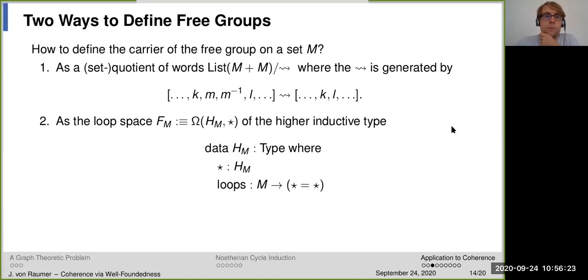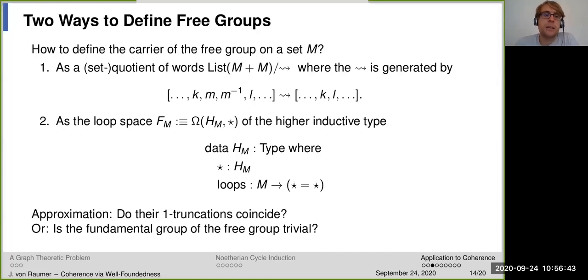And so one important question on this is how do we reconcile those two definitions? Can we prove that they're equivalent or not? This is actually still an open problem, or it's even an open problem whether it's provable that they are equivalent. One approximation that we can manage to prove is that we only look at the zeroth and the first homotopy level of those two types, and just ask ourselves whether the one truncations of those two types actually coincide. Or to restate this, the same thing is: the fundamental group of the free group as defined in the second definition here, is it trivial?